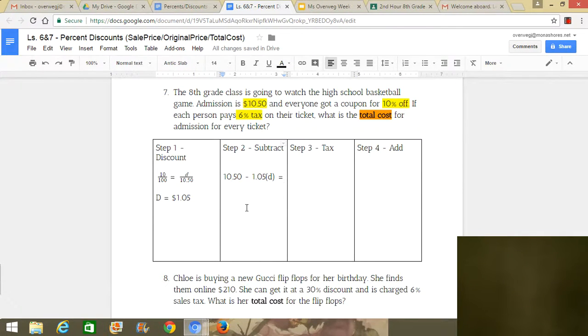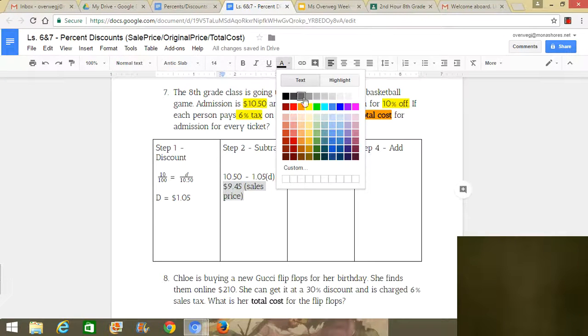$10.50 minus $1.05. If you can do that in your head, that's totally fine too. And I got the cost of $9.45. And that's our sales price. You may write those words in too if you would like to help you out. Okay, so now remember, at this point, we're not going to touch $10.50 anymore. We're just going to focus on $9.45, okay?